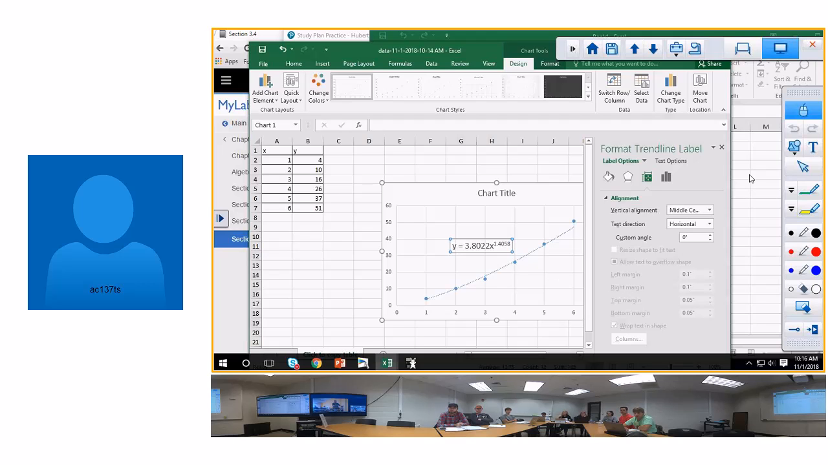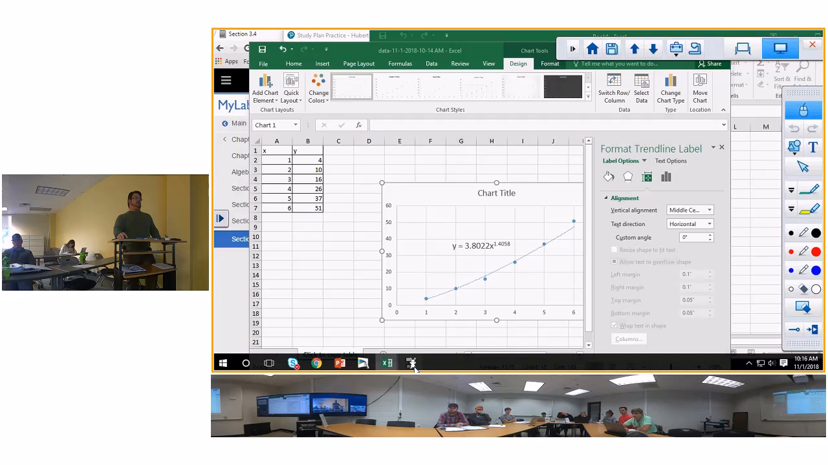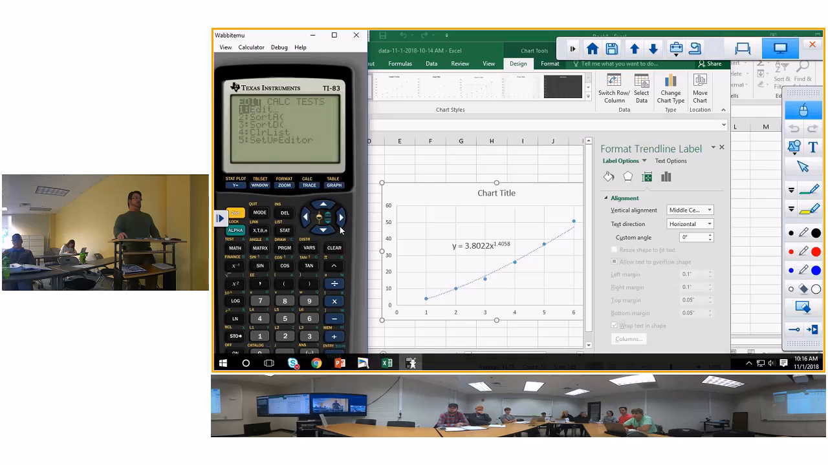So let's do another one. Now, if you want to do that in your calculator, I'm just going to show you what to hit. You would hit stat, calculate, and you have linear regression right there. There's linear. And down here, you have power regression. So you would do power regression. Capiche? Yeah. Uh-huh.